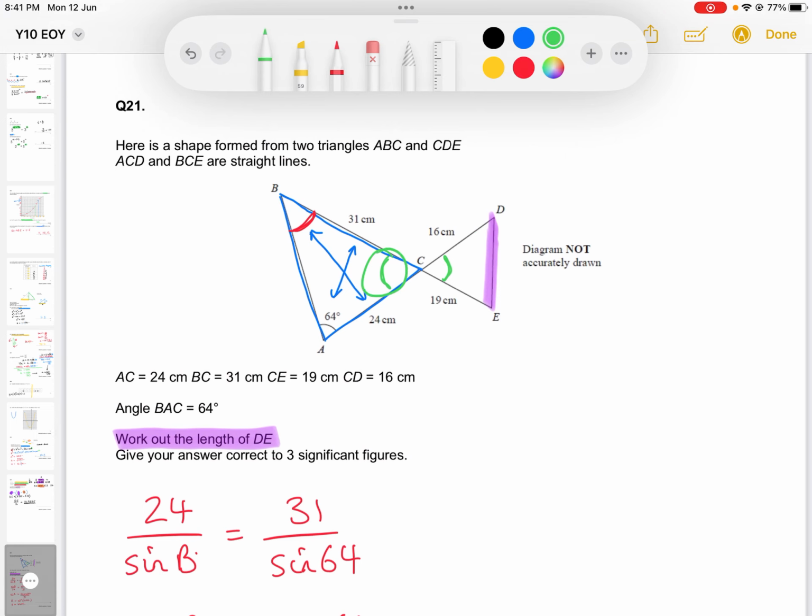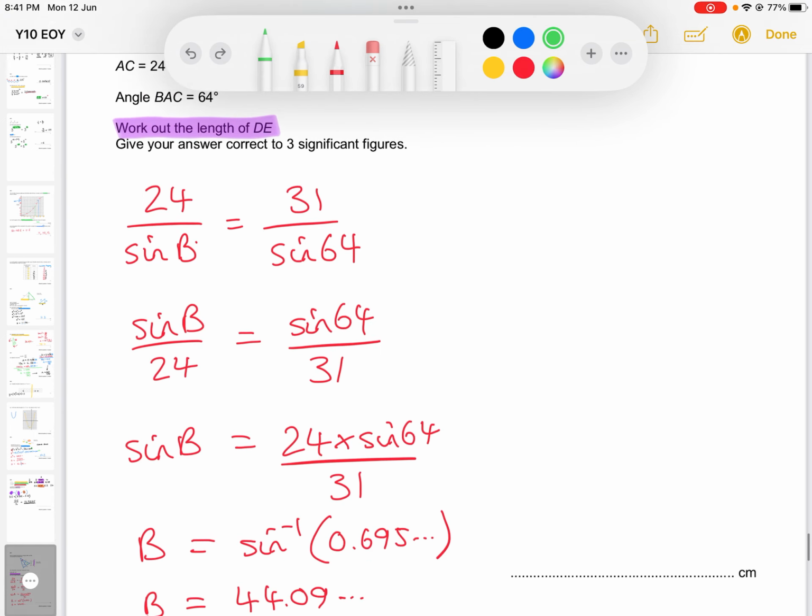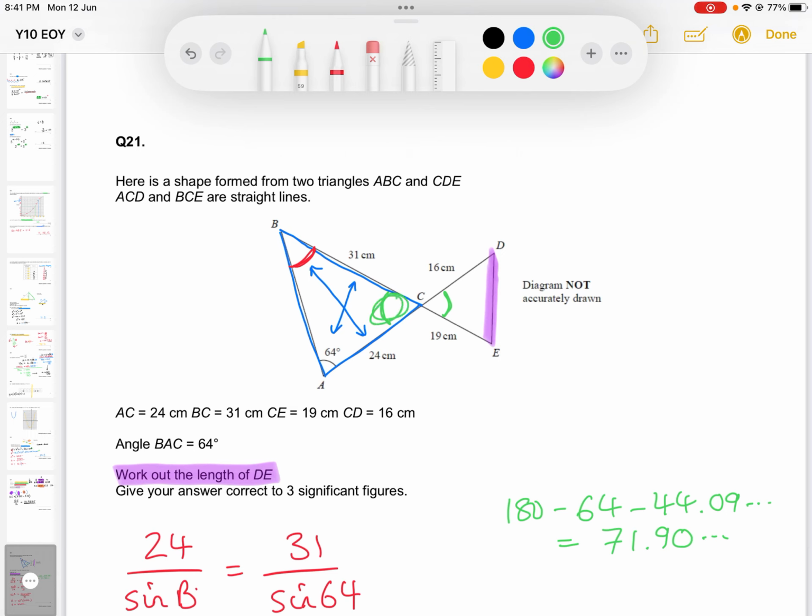To get the green angle, I'm going to take away 64 and this 44.09 from 180. So 180 take away 64, take away 44.09... That's going to give me 71.90... So our angle here, and subsequently our angle here, is 71.9 and change.